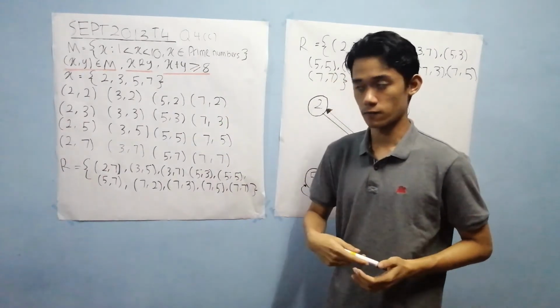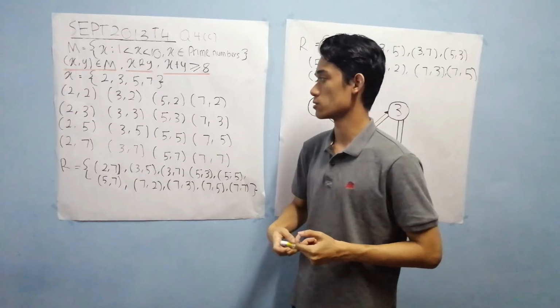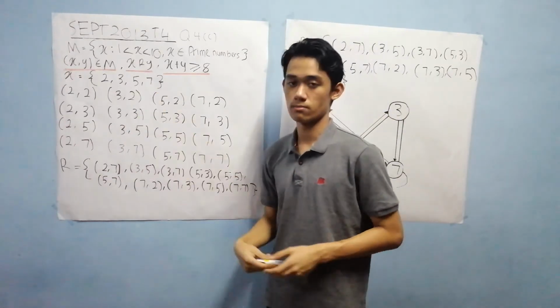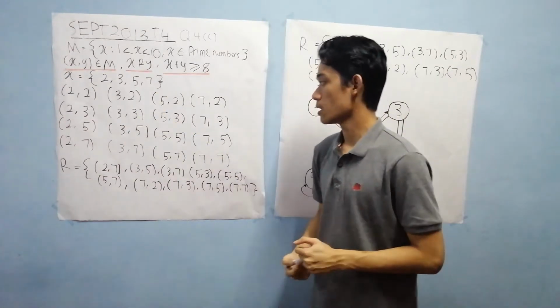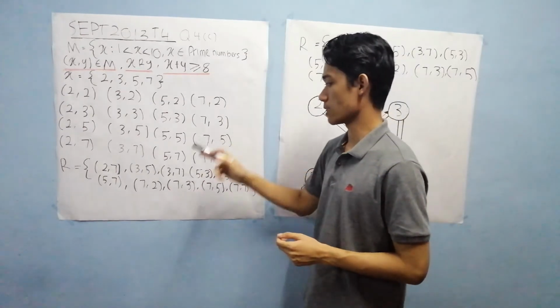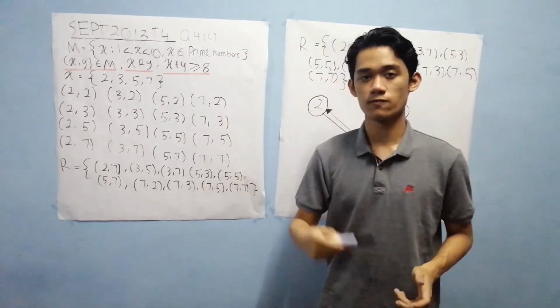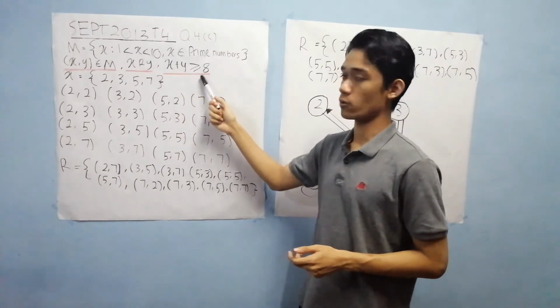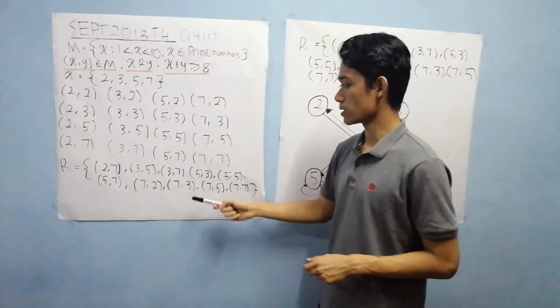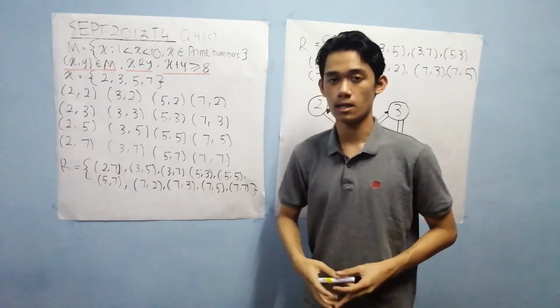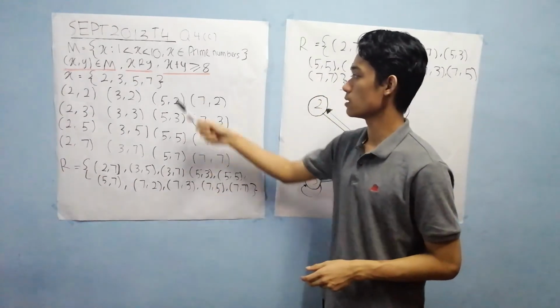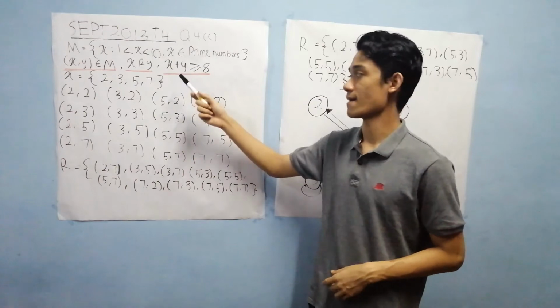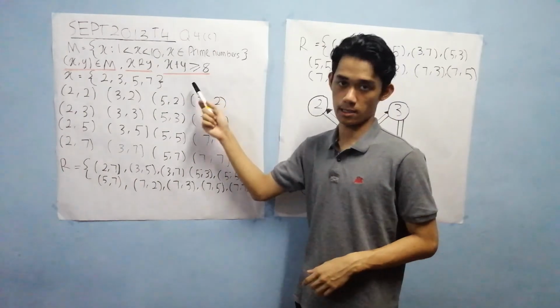My suggestion for doing this question is that students need to list all the possible ordered pairs. In order to get ordered pairs inside the relation, students must fulfill the condition which is x plus y more than or equal to 8. As you can see here are the ordered pairs that fulfill the condition, which is x plus y more than or equal to 8.